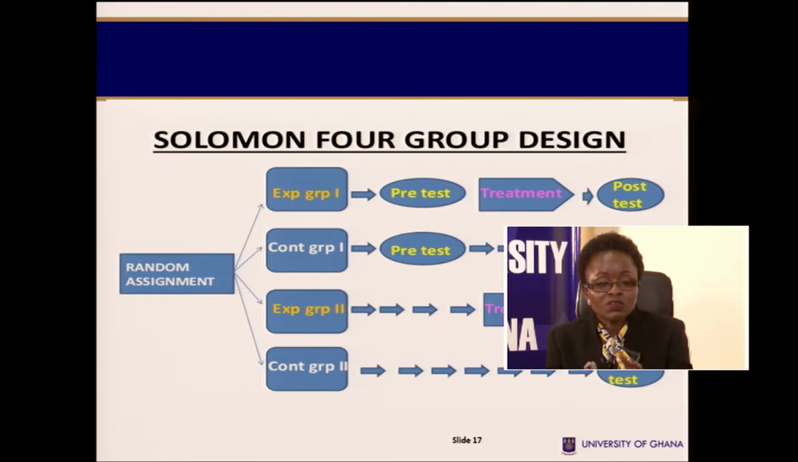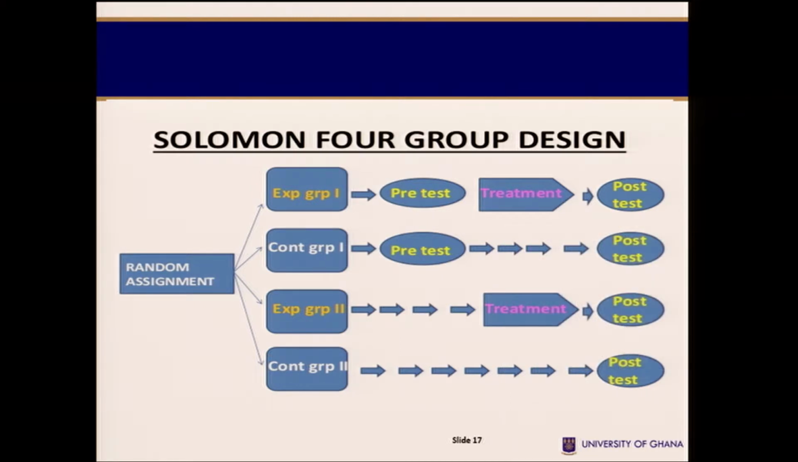Then all four groups will be given the treatment, which is the dance or the music. After that, all four groups will answer the questionnaire. Then the data is analyzed and the findings are compared. The name Solomon is given because this person was the first to come up with this design, and that's why it's called the Solomon 4-group design.